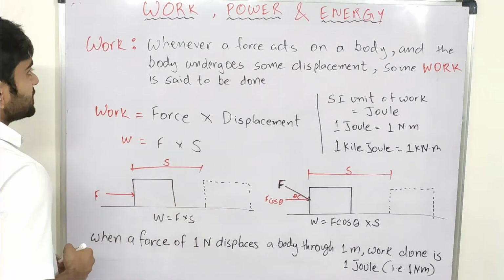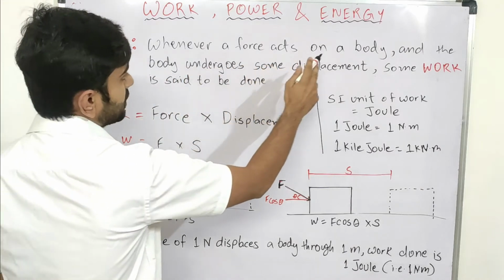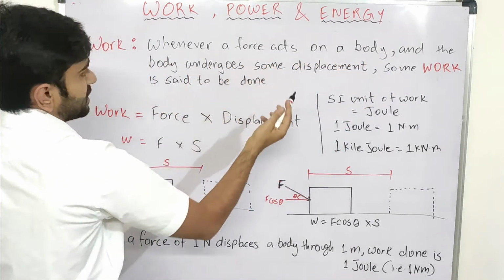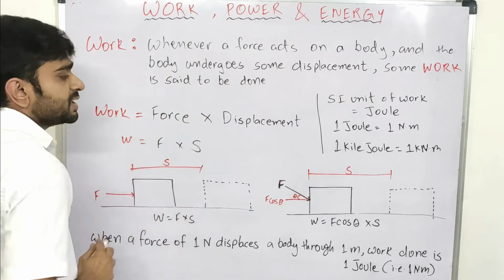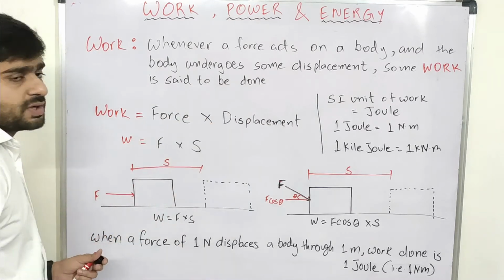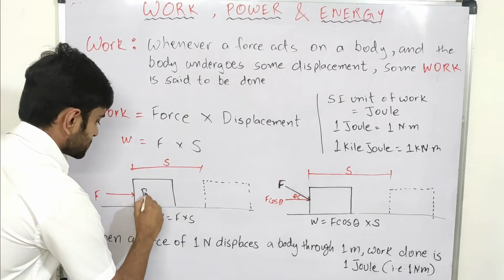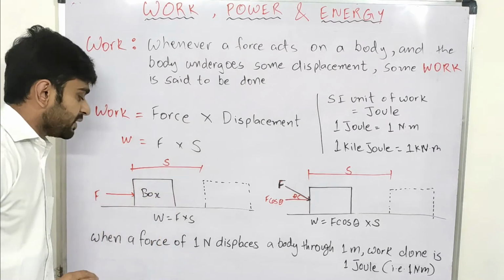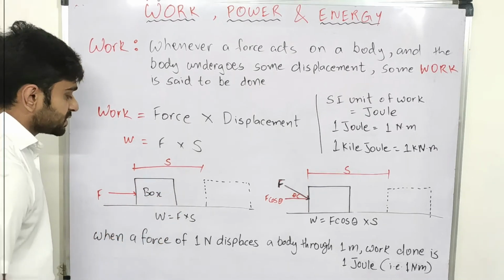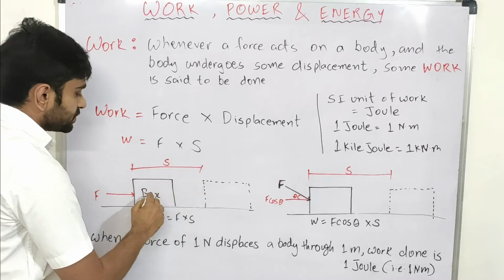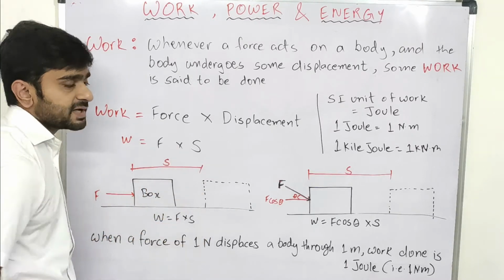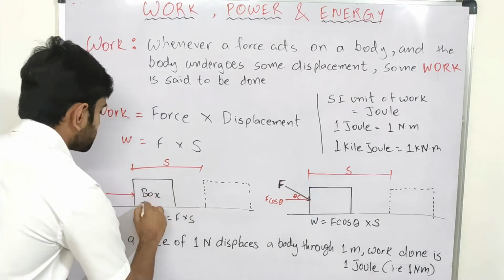We are quickly moving towards the definition. Our definition says, whenever a force acts on a body and the body undergoes some displacement, some work is said to be done. So for example, we consider this box. When we apply some force F on this box, it gets displaced to some other position. Hence we can say that some work is done on this box.